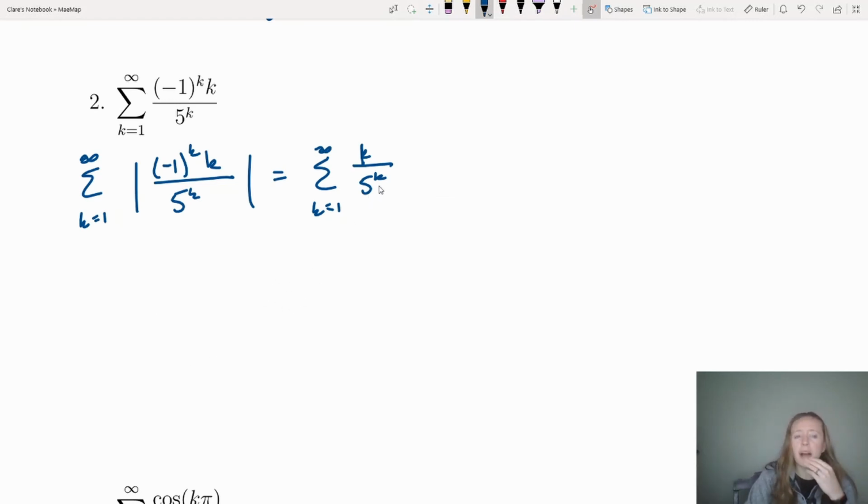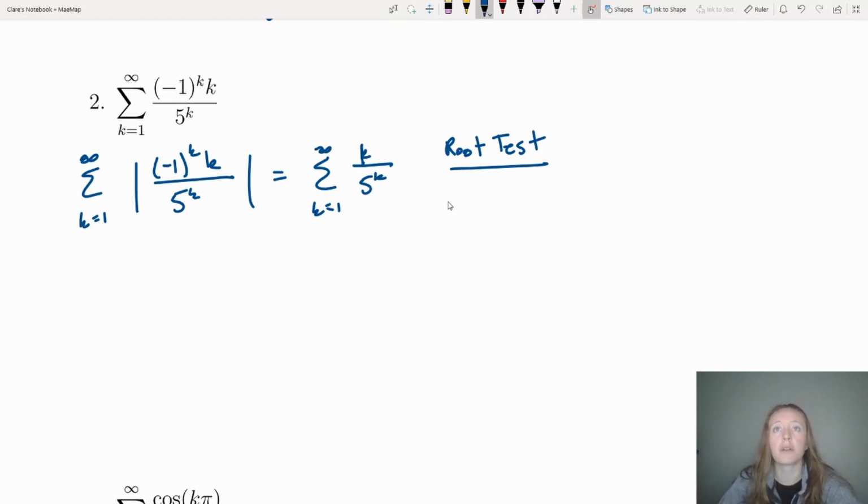So there's a couple different ways we could decide whether this converges or not. Looking at this, we have something to the kth power, so I'm going to go ahead and run with the root test. Also try the ratio test because I think you'll get something out for that as well. So I'm going to just run with the root test. So I'll write what test I'm doing right here. Doing the root test, I'm going to take the limit as k goes to infinity of the kth root of the absolute value of my series. But because I already took the absolute value, I'm just going to write k over 5 to the k.